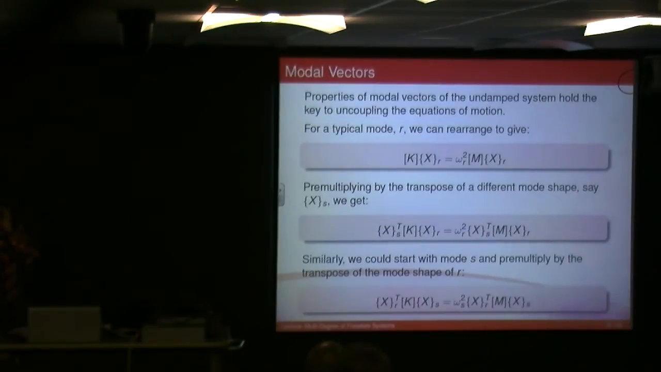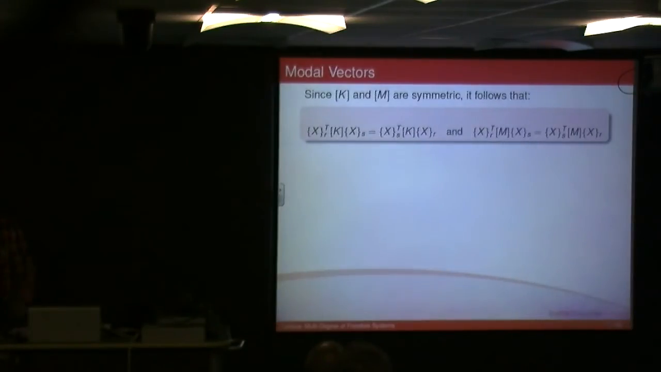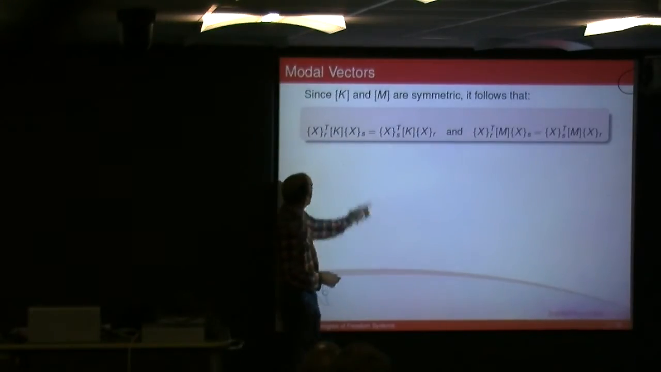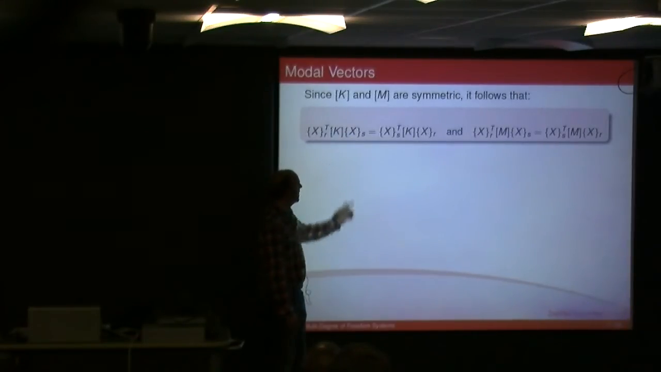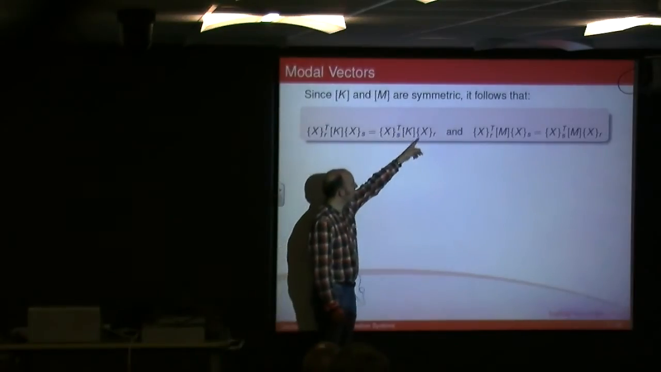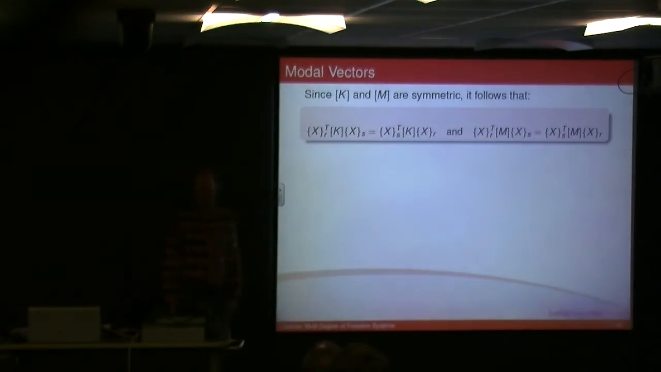Now, because K and M are symmetric matrices, you can say that S and R can be interchanged with each other. So here I've got the K matrix, the transpose of mode R times K times the mode S is equal to the transpose of mode S times K times the mode R. You can say that that's the case, and the same can be said about the mass matrix.